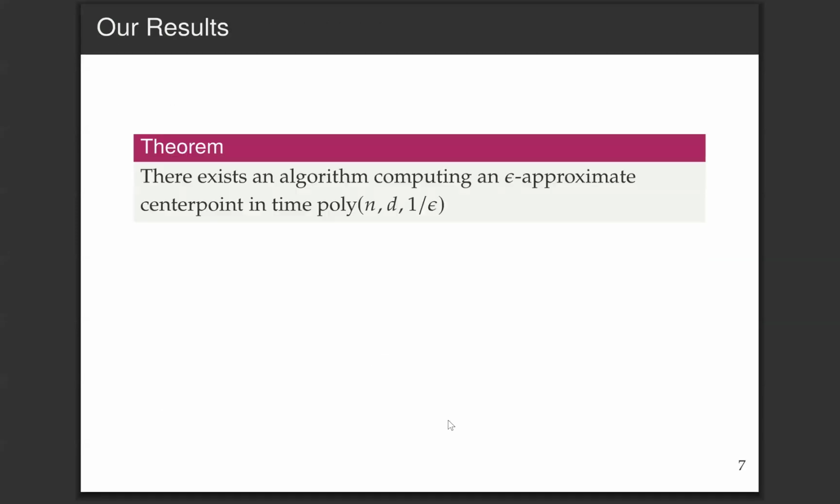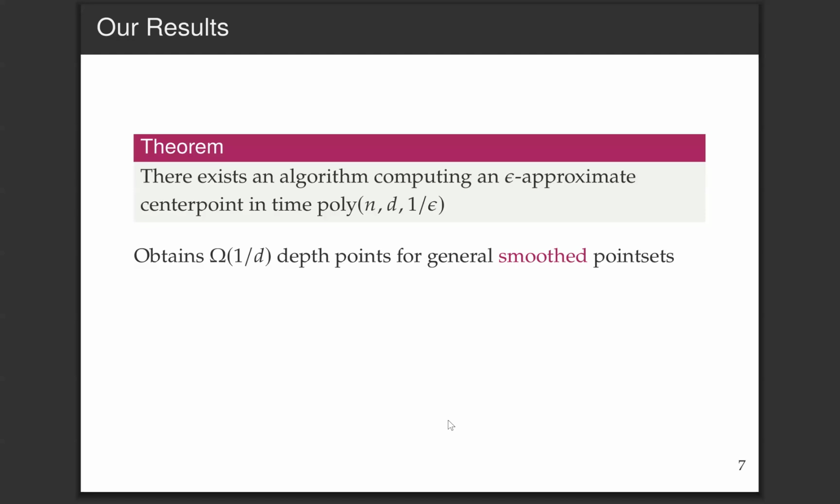And what is the main result of this paper? The main result of this paper is the existence of an approximation algorithm that runs in polynomial time, and it computes an epsilon approximate center point in time that's polynomial in n, d, and 1 over epsilon.